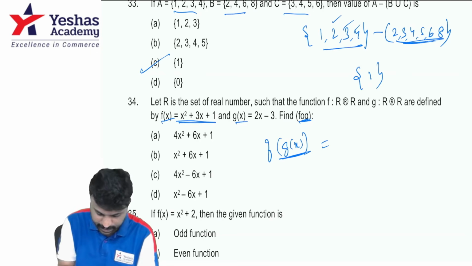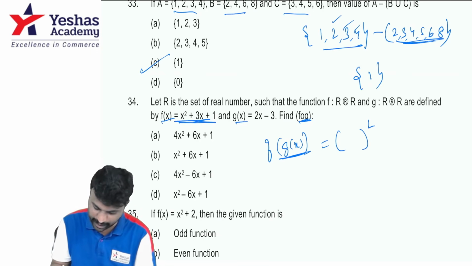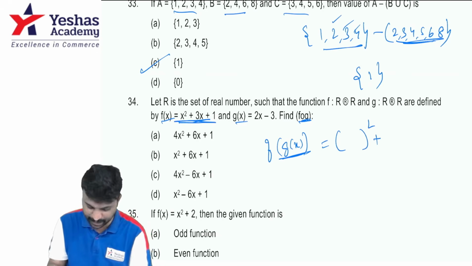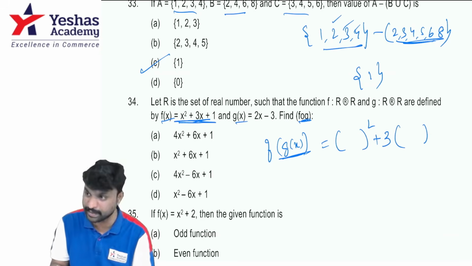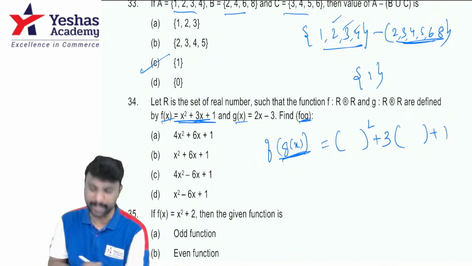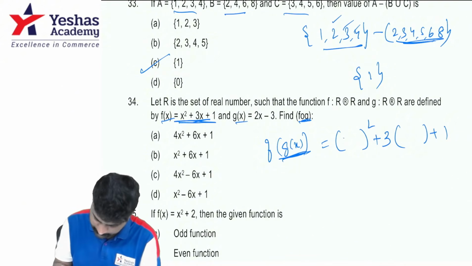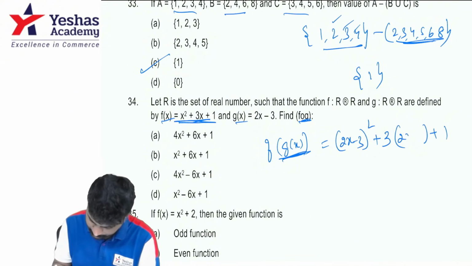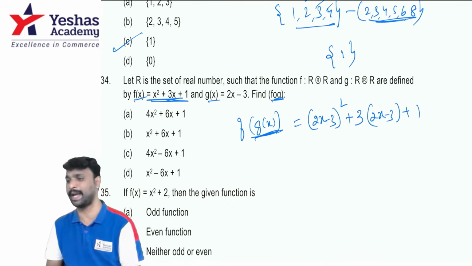So I have to consider this f of x function, but not x as it is. Within empty brackets you write for x. Wherever x, write the empty brackets. Now fill for x, which is nothing but g of x. What is g of x? It is 2x minus 3. Remove the brackets and solve it.